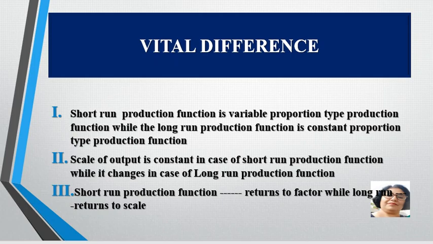Scale of output is constant in case of short run production function, but in case of long run production function, our scale changes. Earlier we were producing 1000 units. Now we could install more machinery, the capacity will enhance. So there will be returns to scale. Short run production function shows the returns to factor, while in the long run, we have returns to scale.